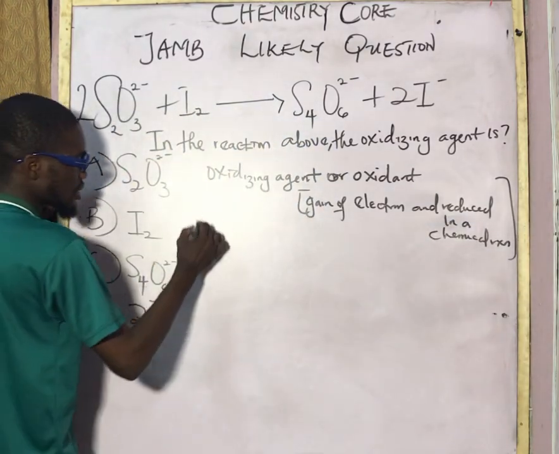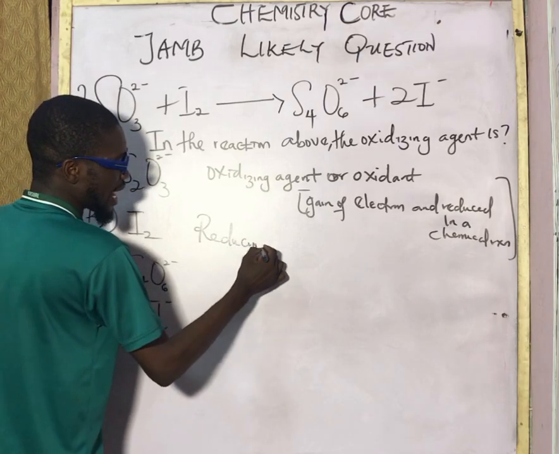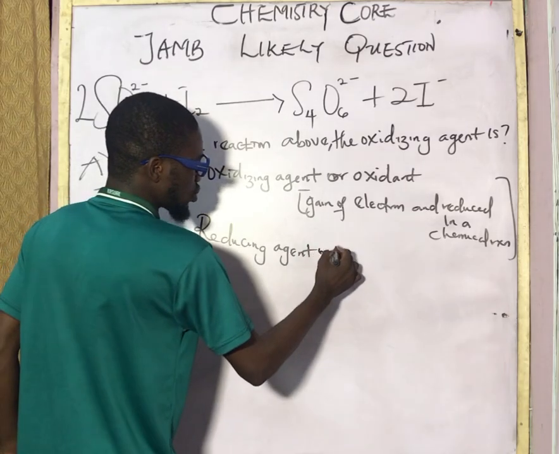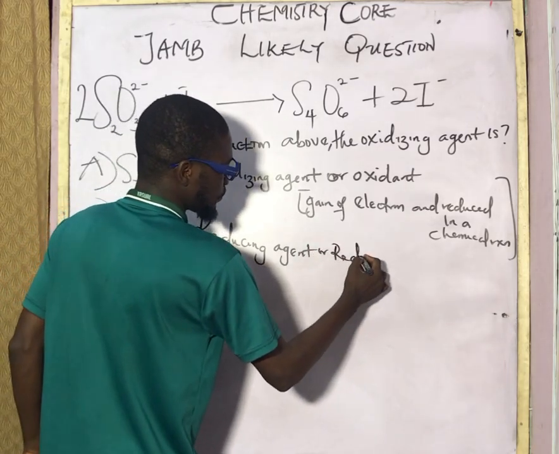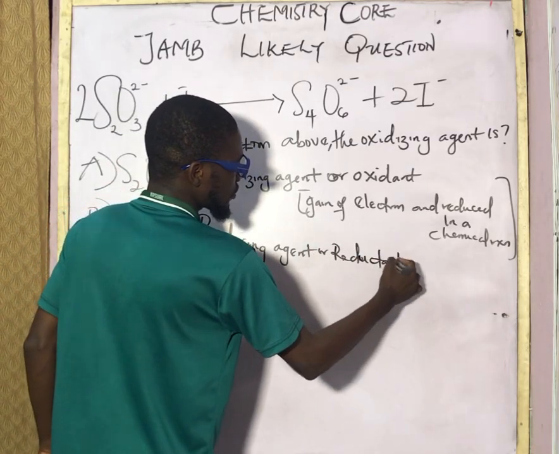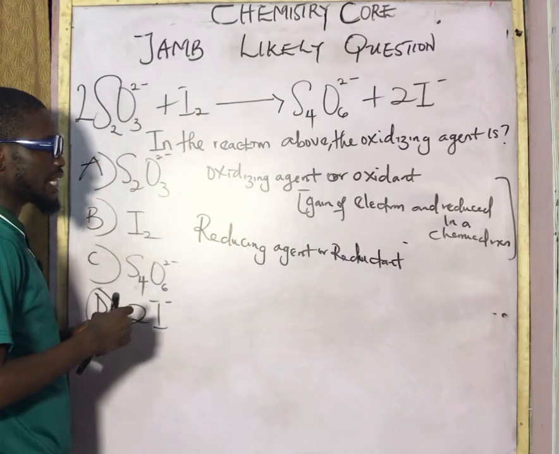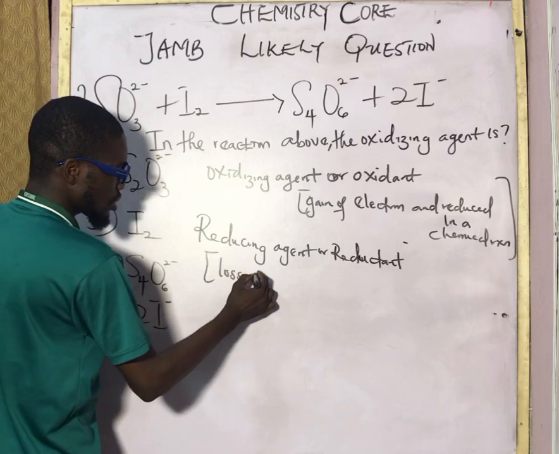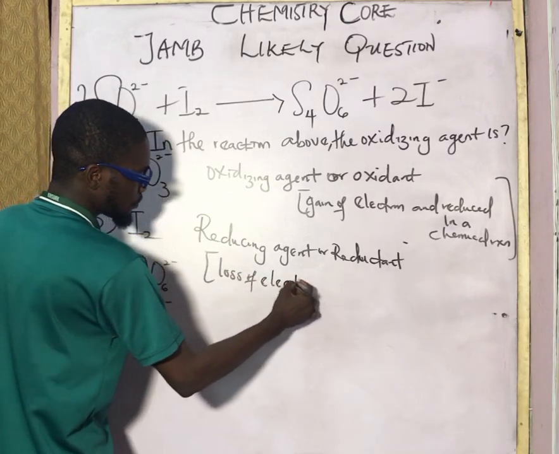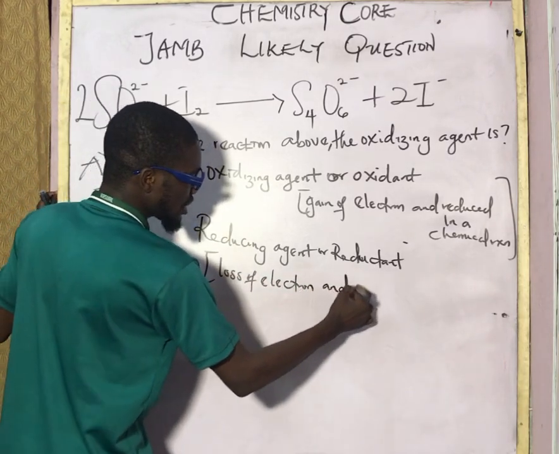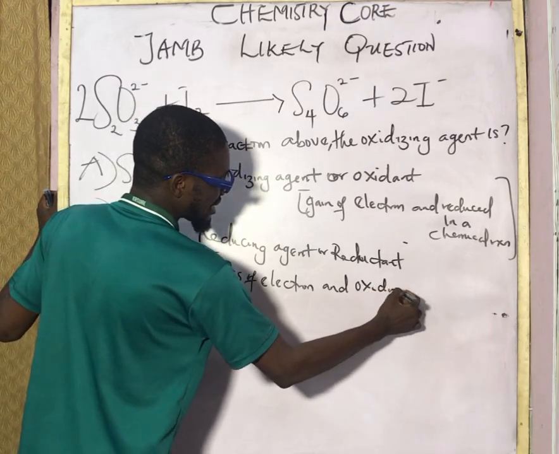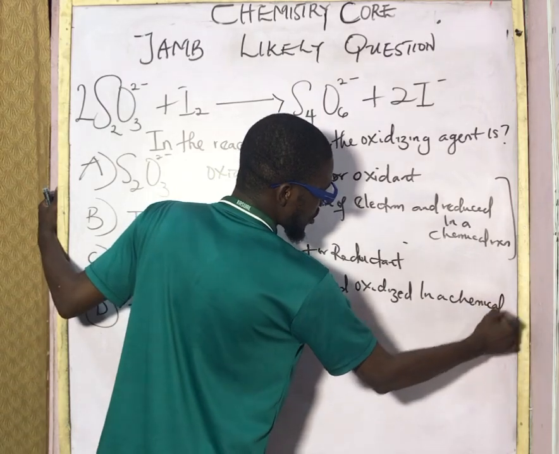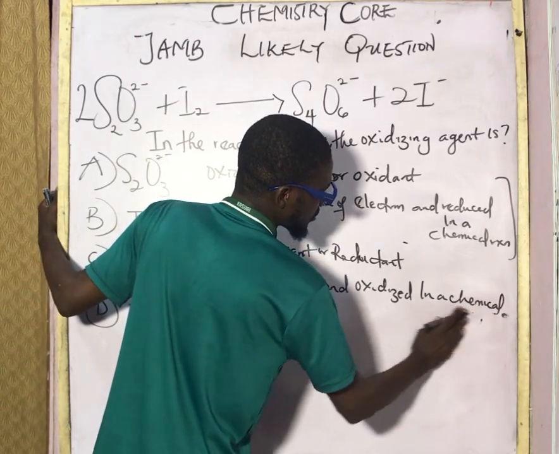The next one is reducing agent. In case you are asked in any given equation, we'll call this one reductants. So these reducing agents or reductants lose electrons and are oxidized in a chemical reaction.